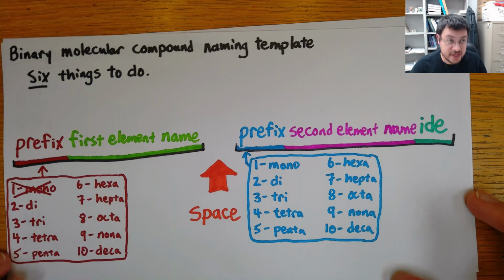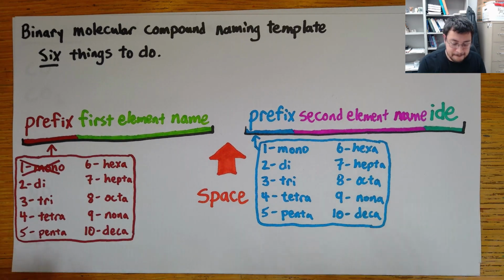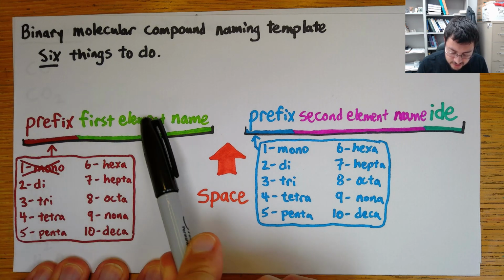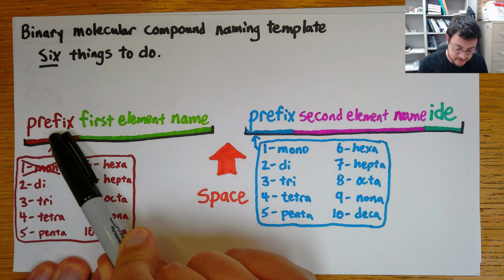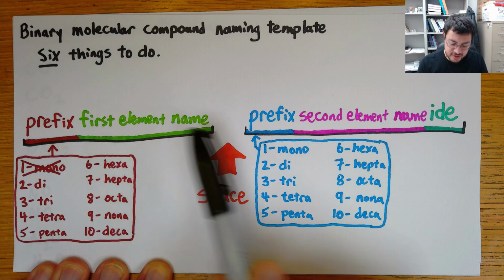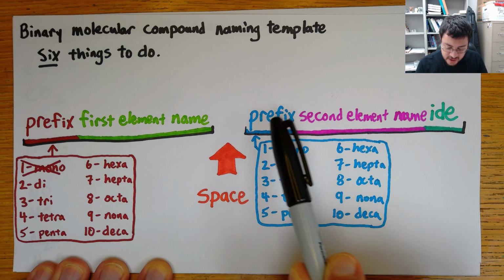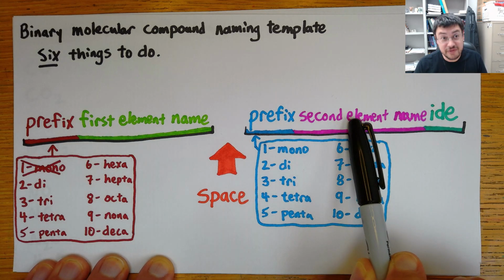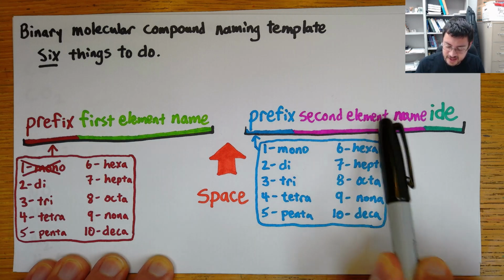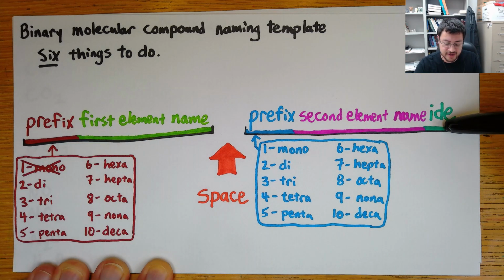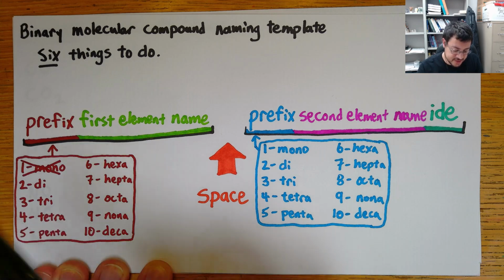Here is the template we need to use to name binary molecular compounds. We got 6 things to do, and so I got them in order. Thing number 1, 2, 3, 4, 5, 6. First thing, prefix. Second thing is going to be the name for the first element. The third thing is going to be to place a space. Fourth thing, a prefix again. Fifth thing will be the name of the second element, and then the sixth and last thing is to change the ending of that second element to an "ide." All right, so those are the 6 things to do.